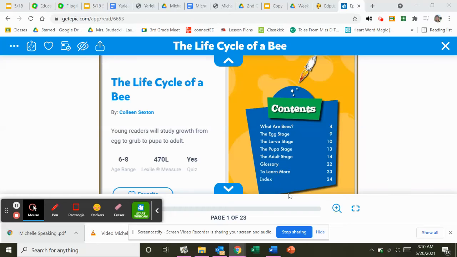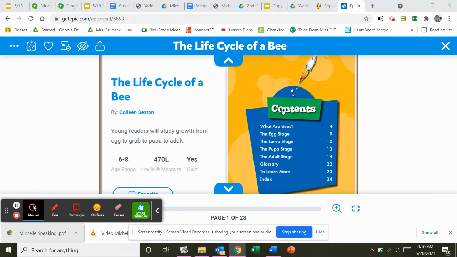We're going to continue our study of life cycles, and I'm going to read the story, The Life Cycle of a Bee. You're going to use this information from the story, and we're going to compare bees to ladybugs when I see you in small group. All right, so the story is called Life Cycle of a Bee.